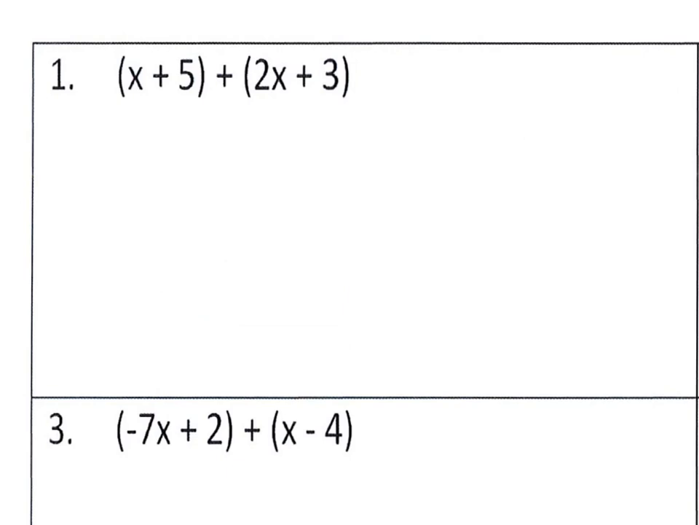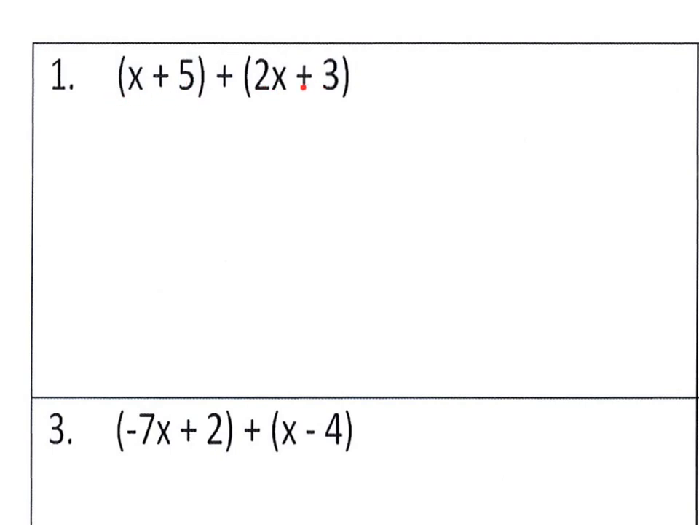Okay, so this first example, I see that x plus 5 is in parentheses, and we're adding the 2x plus 3, which is also in parentheses. When I add these, there's parentheses, so I like to eliminate the parentheses first. But if I think about it, there's really nothing in front here, so I don't need to distribute. If I wanted, I could distribute the imaginary 1 that would be here, but 1 times x and 1 times the 5 will not change anything. So I can just bring these down without using the parentheses.